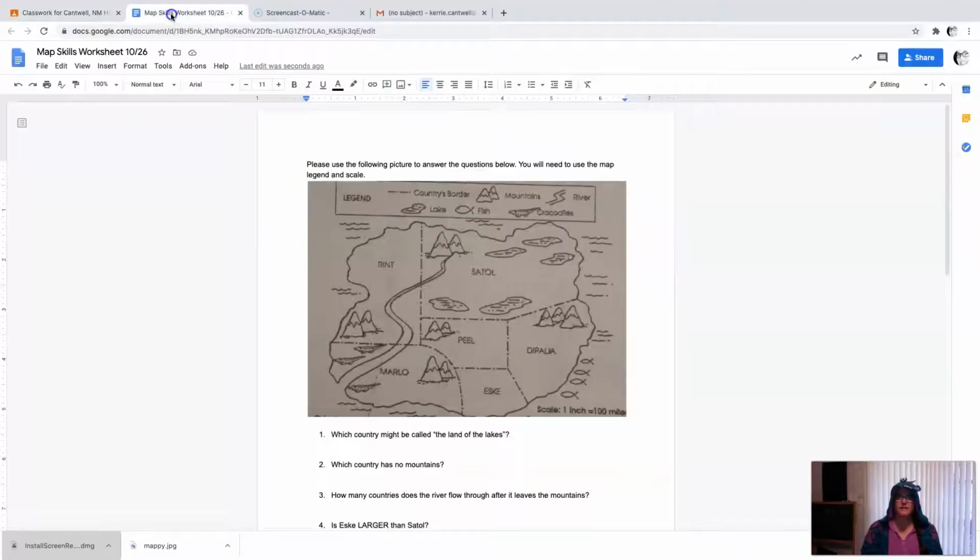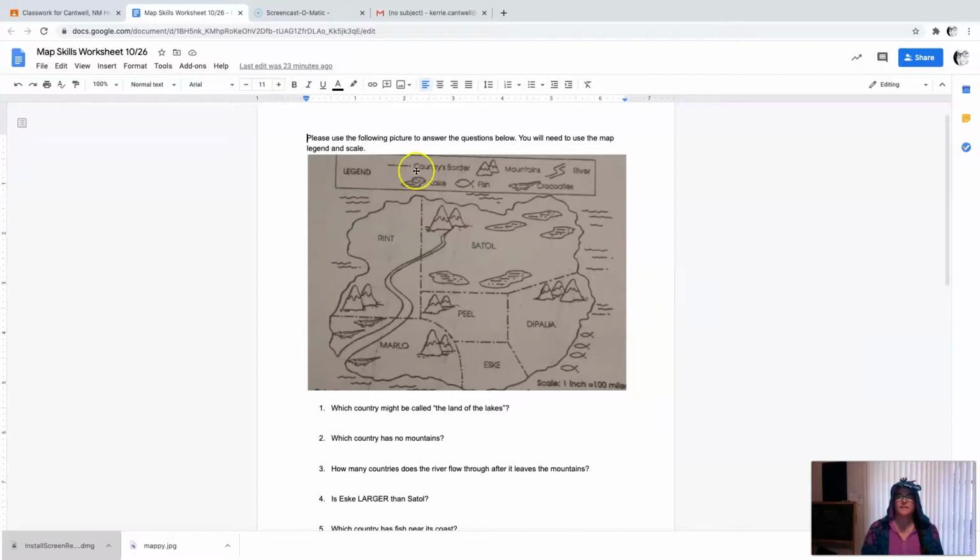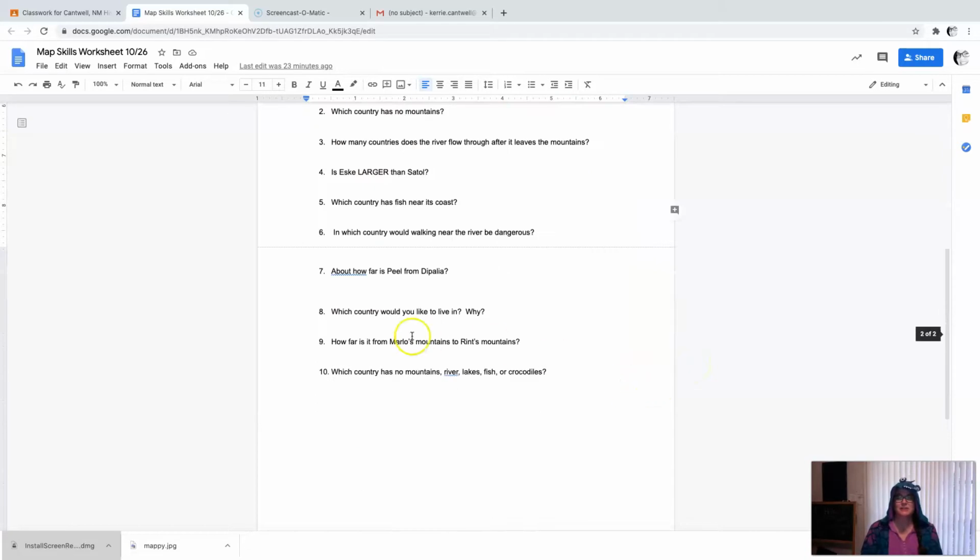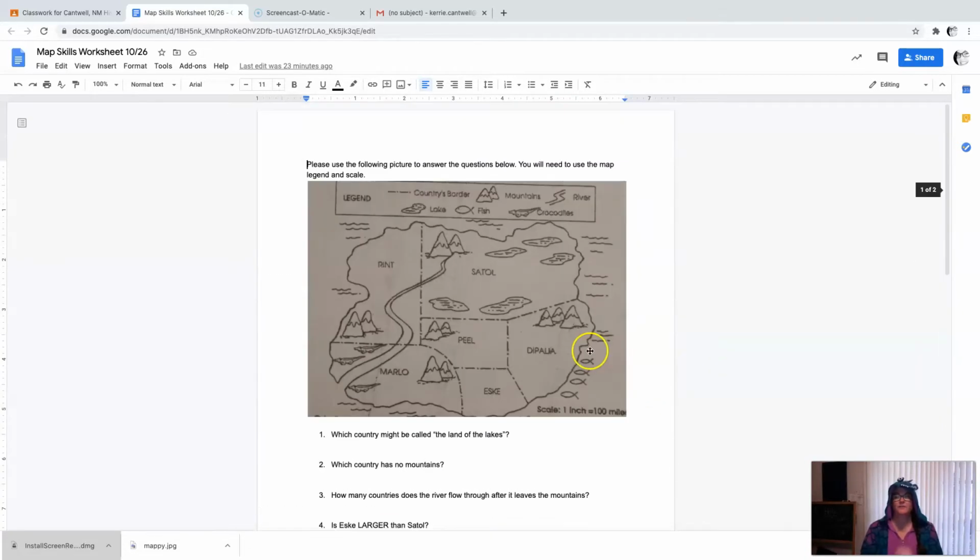You guys have a worksheet here that I've created for you. Here's your legend right here with all the symbols, and your scale is 1 inch equals 100 miles. So you're going to have to hold your little thumb up to your computer screen, and you're going to have to answer these questions because it asks you how far one point is from another. Okay? If you have questions, I'm here for you.